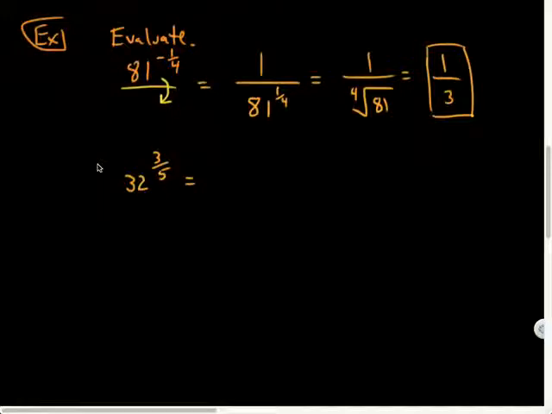32 to the 3/5 power. Now, I don't have a rule for this yet. However, I can reimagine this as a power to a power property.